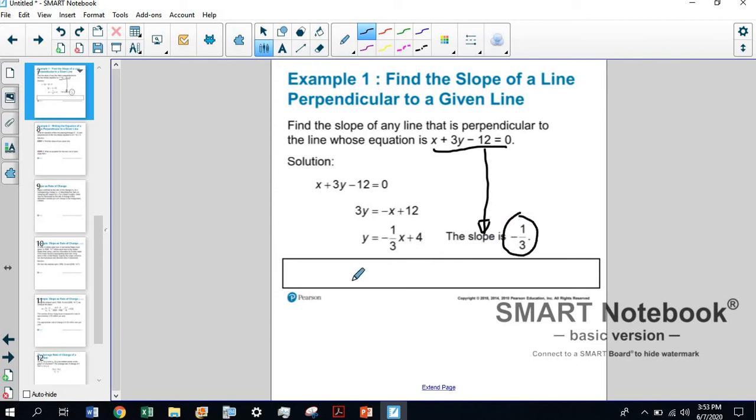What does that mean about our perpendicular line, however? The perpendicular slope is supposed to be the reciprocal of this, so flip it over and change the sign. If you flip 1/3 over, you get 3 over 1, and then you change it from a negative to a positive, and so your perpendicular slope is 3, okay? And then if you want to find the equation, you have to have a point. But that's how you find the slope.